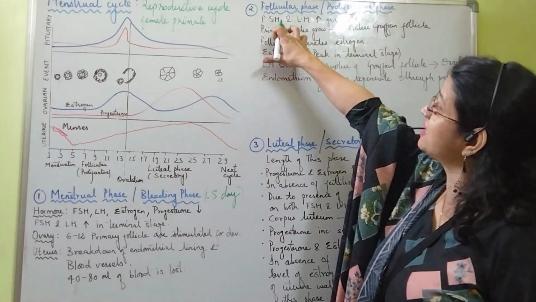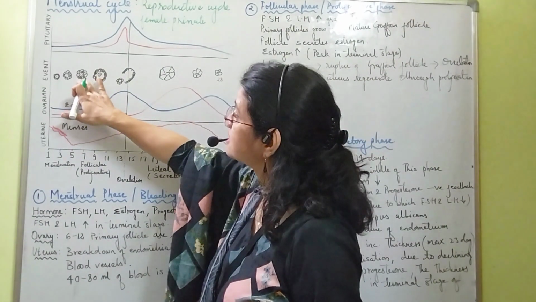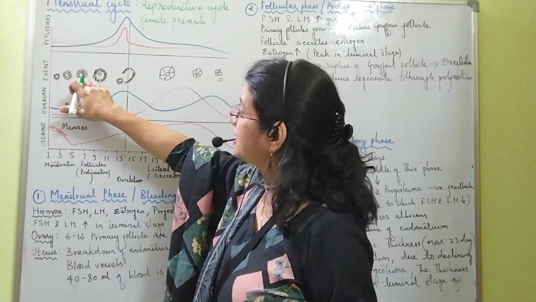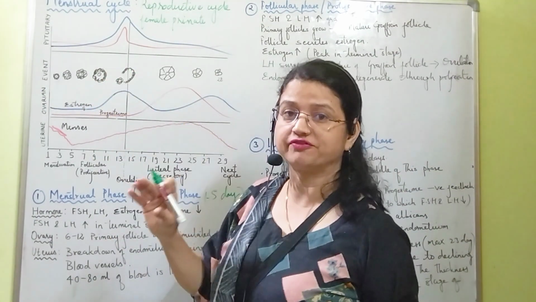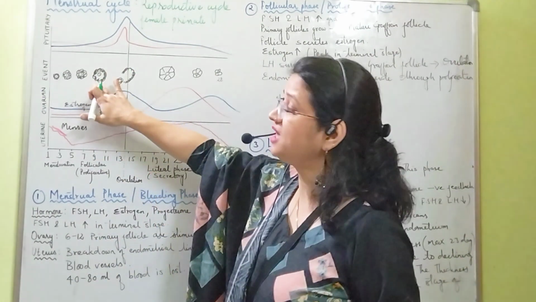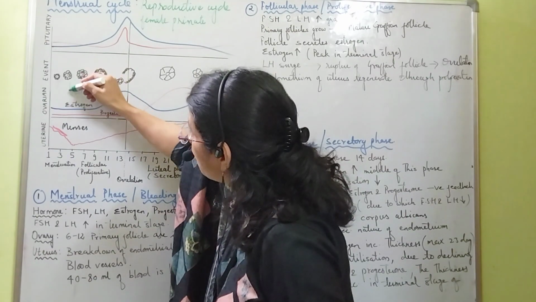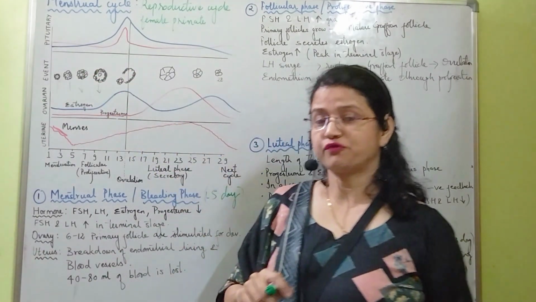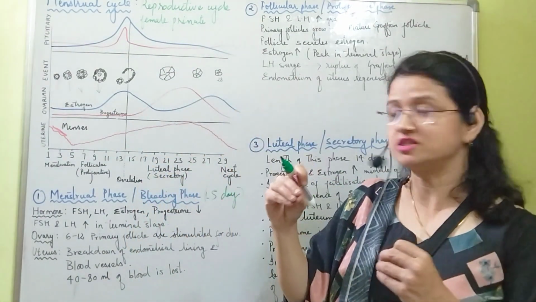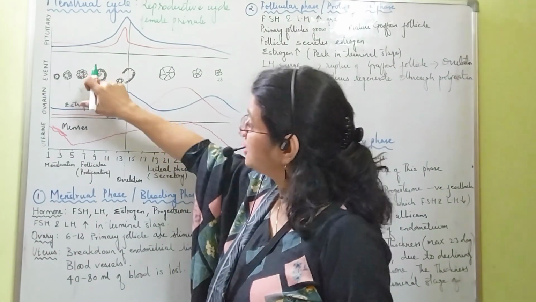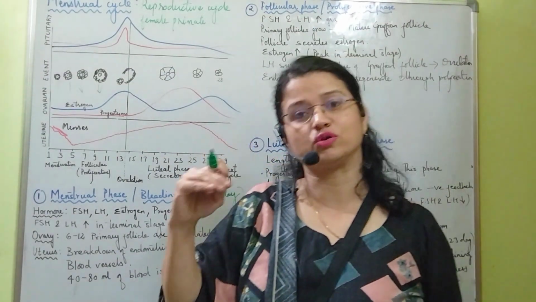Now due to the increased level of FSH, that is follicle stimulating hormone, what will happen? The follicles will start developing. They will grow. They will develop from primary to secondary, secondary to tertiary, and then to a mature Graafian follicle. Clear? So it is due to the FSH. And when these follicles grow, they will also secrete the hormone estrogen. So the level of estrogen will also increase.